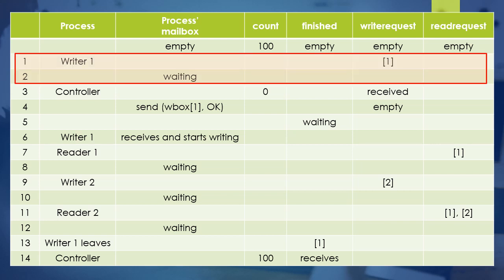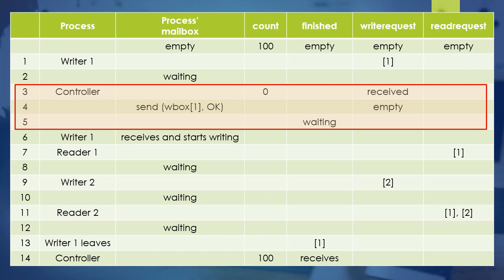Writer 1 comes into the system. It puts its ID in a message and sends it to the write request mailbox. Then it blocks to receive a message from the controller in its mailbox wbox1.